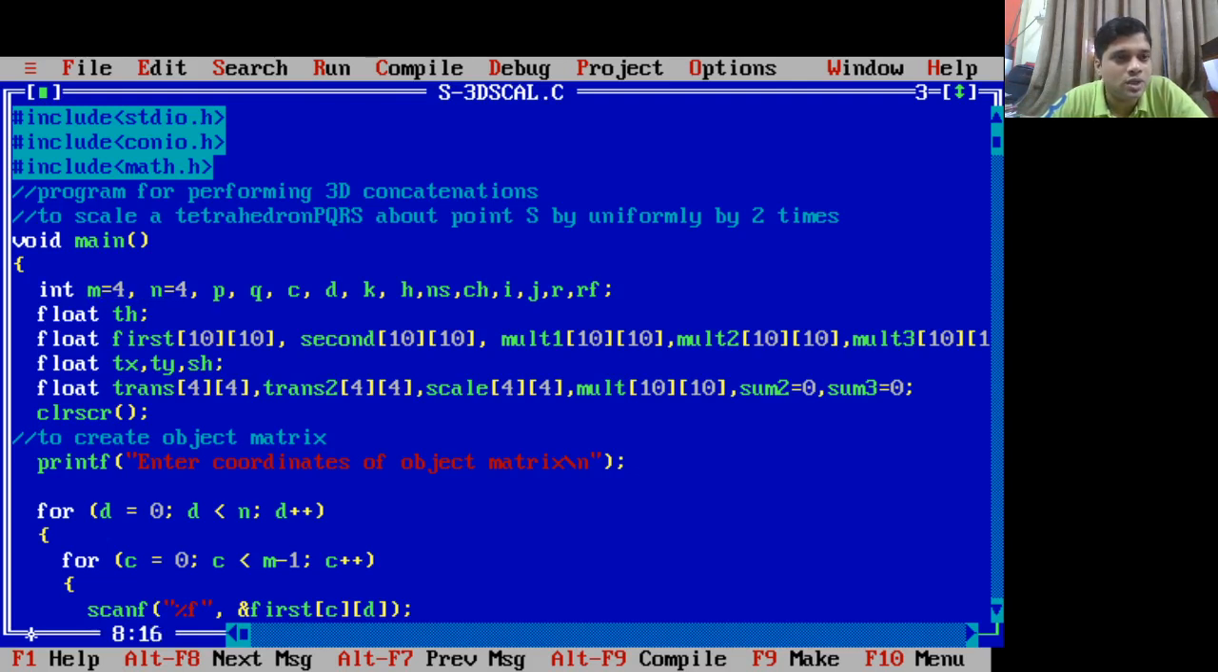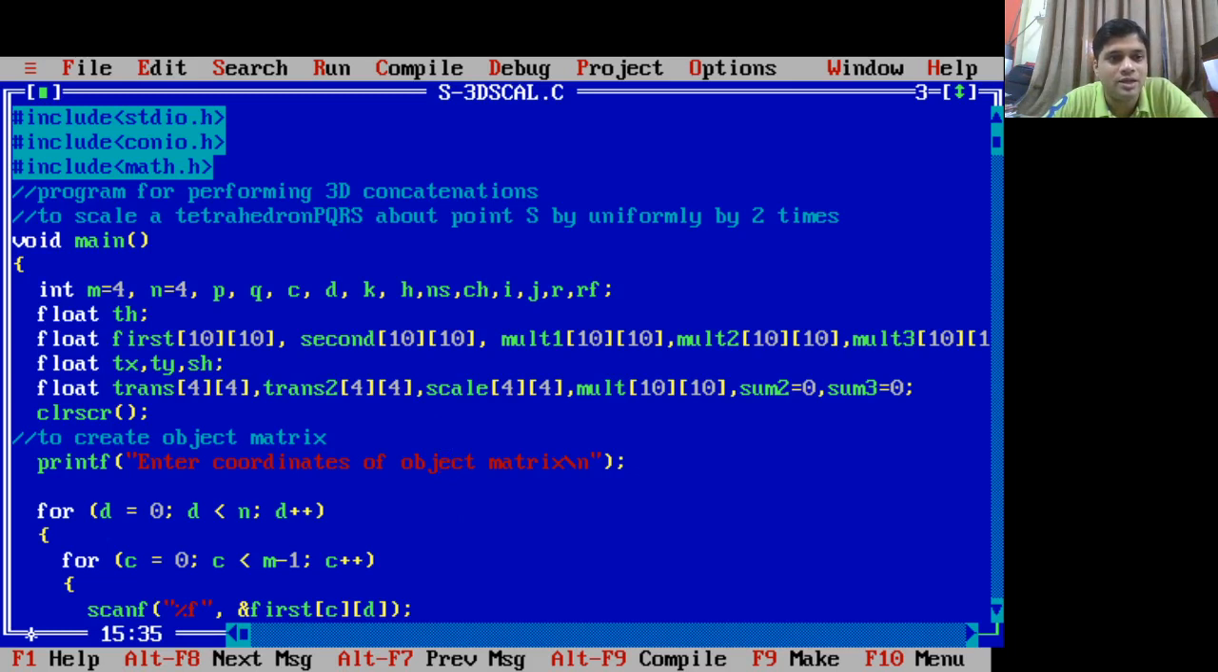Then I will have other variables. I will have the first array, which is first of 10, 10, a two-dimensional array. Then second, and multiply 1, multiply 2, multiply 3 for the stepwise multiplications to store the answers. And then I will have the two translation arrays and the scaling array. First I am asking the user to enter the coordinates of the object.